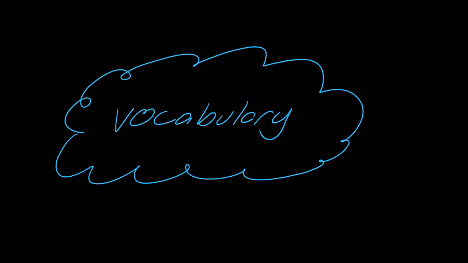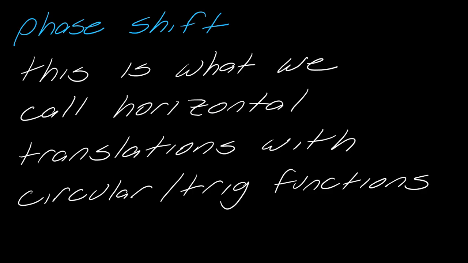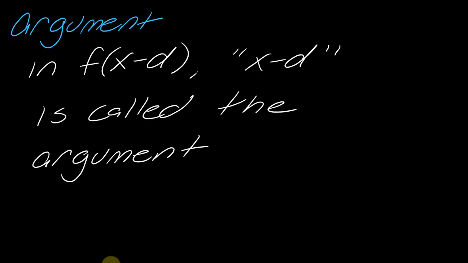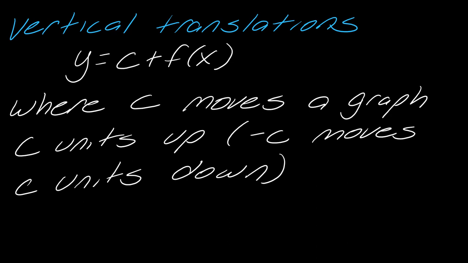Now there is some special vocabulary with horizontal translations when we have trig functions. We have the word phase shift. This is what we call horizontal translations with circular or trig functions. So you might hear the word phase shift instead of horizontal translation, but it means the same thing. And then we also have the term argument. If I have this x minus d movement, the x minus d is called the argument. So there's just a little bit of special vocabulary that comes up with this. Okay, so that was horizontal translations.